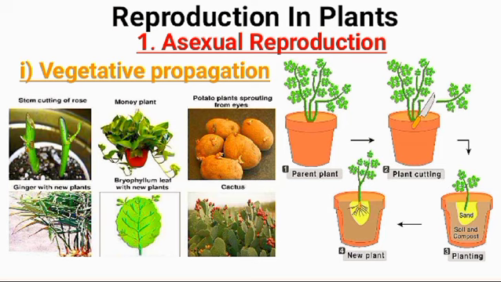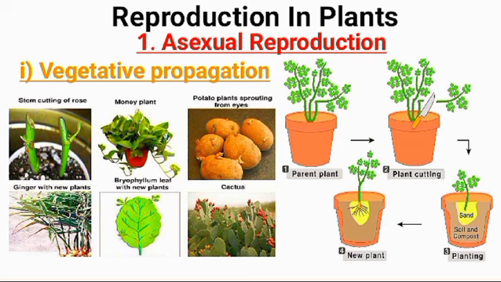For example, if the stem cutting of a rose plant or money plant is planted in the soil, we can get a new plant. Another example, potato has small buds called eyes. If a part of the potato with an eye is cut and planted in the soil, we can get a new plant. If a part of ginger is planted in the soil, we can get a new plant.